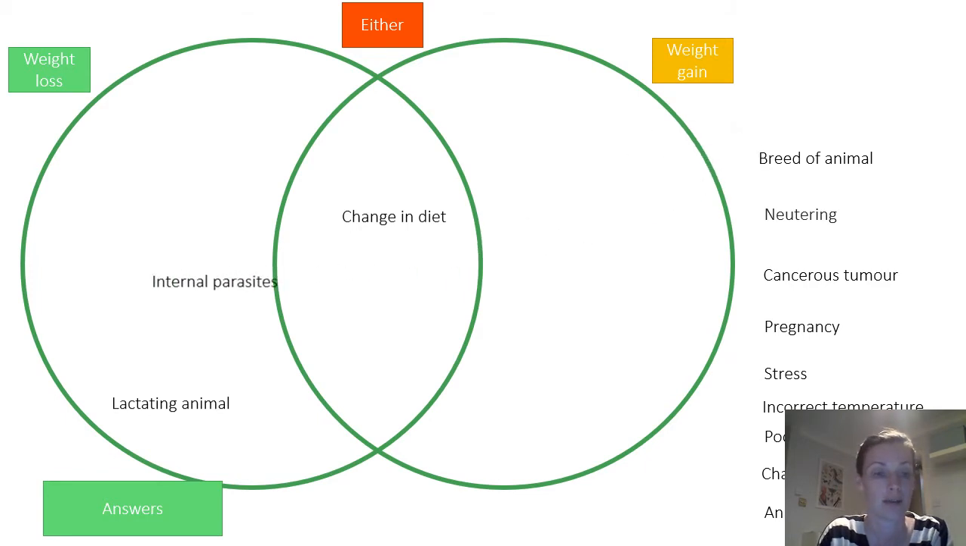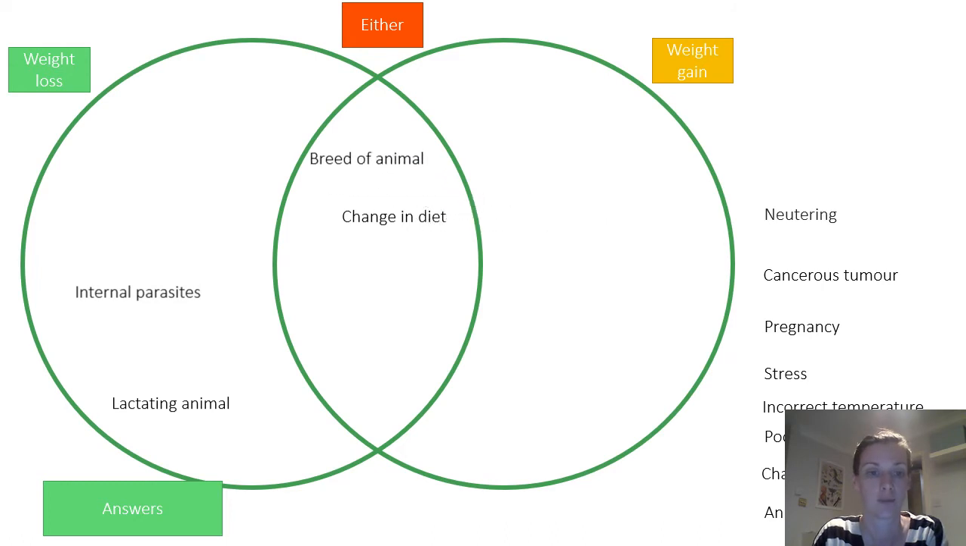An internal parasite causes an animal to lose weight. That's because it's able to take the energy content away from the animal. Now, sometimes in puppies, it can result in bloating. That bloating will make it look like the animal has increased in weight, but it's unlikely that we will have got a lot heavier. So it's important to not be confused between bloating and increase in mass or weight.